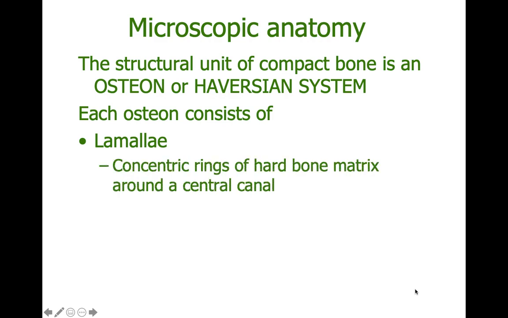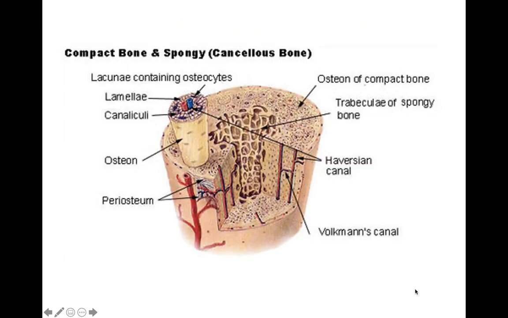These are concentric rings of hard bone matrix around a central canal. Again, think of what you saw on your slide in lab. There was a black circle in the middle. That's going to be the central canal. And then the white rings around it are those concentric rings that we're speaking of. Each osteon contains between 4 and 20 layers or rings, 4 to 20 lamellae, if you will. So what this diagram is showing you is one osteon, and each of those rings represents a lamella.